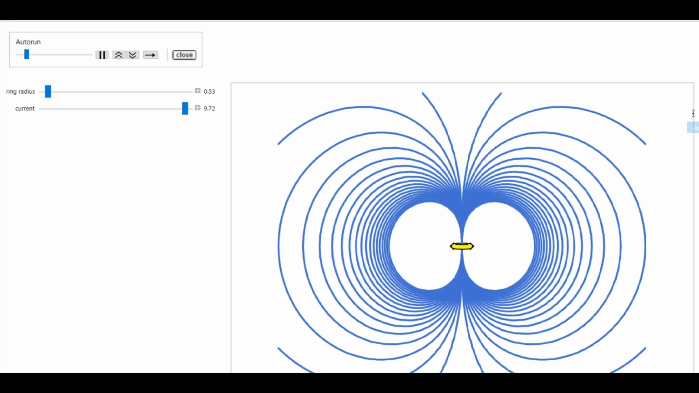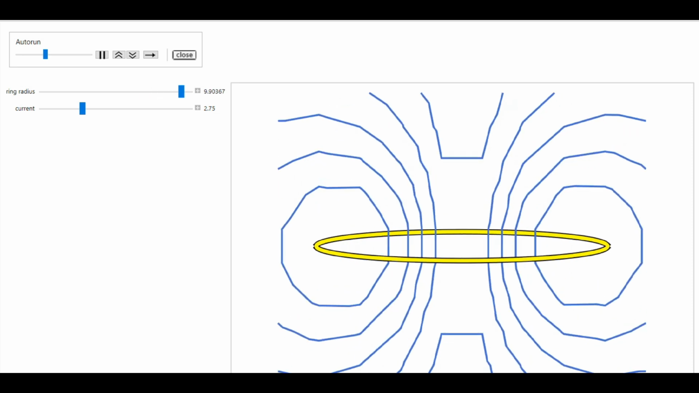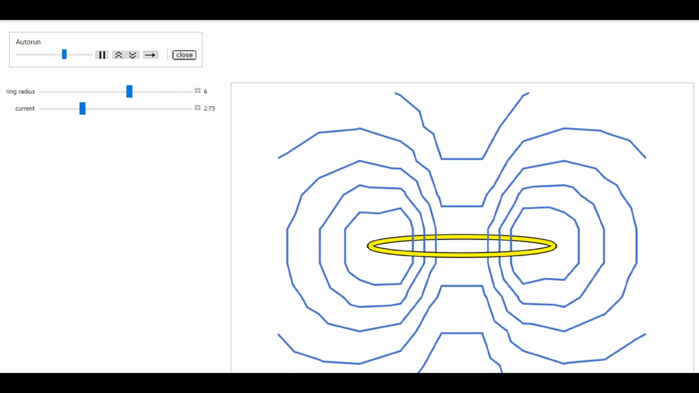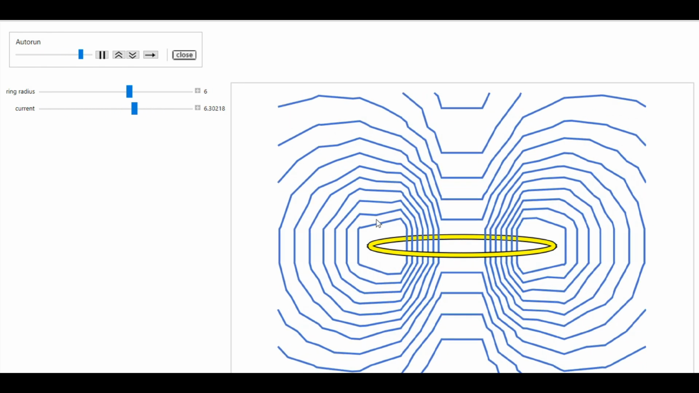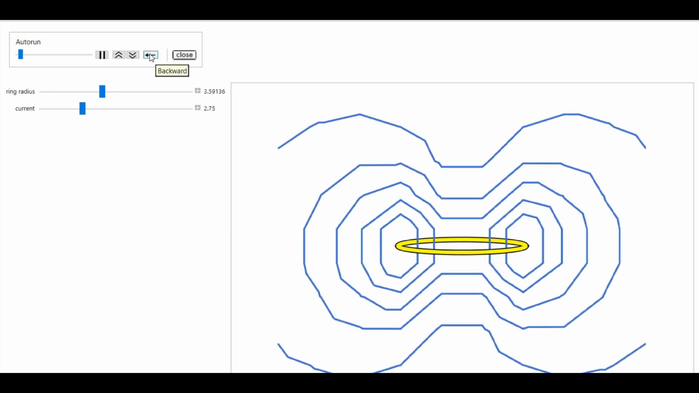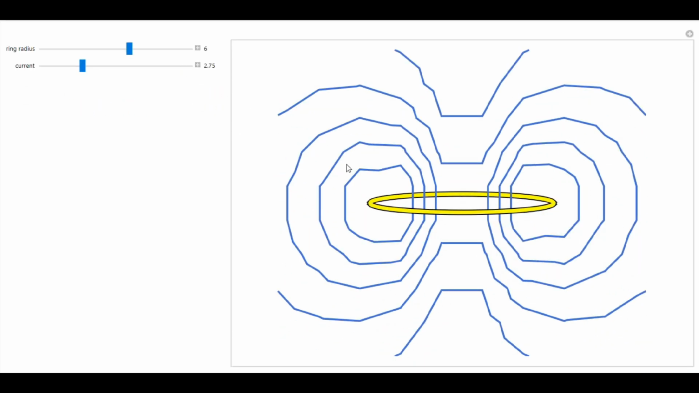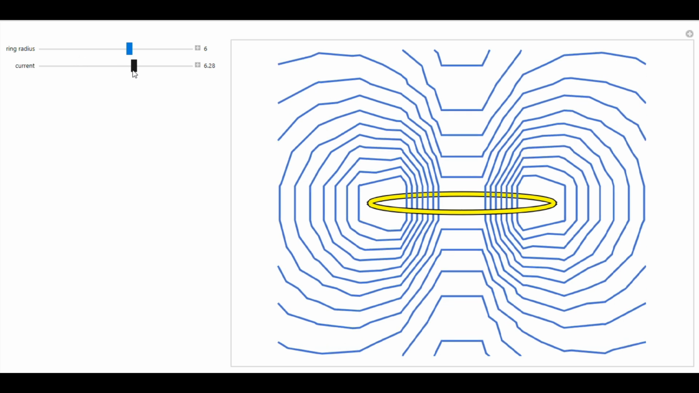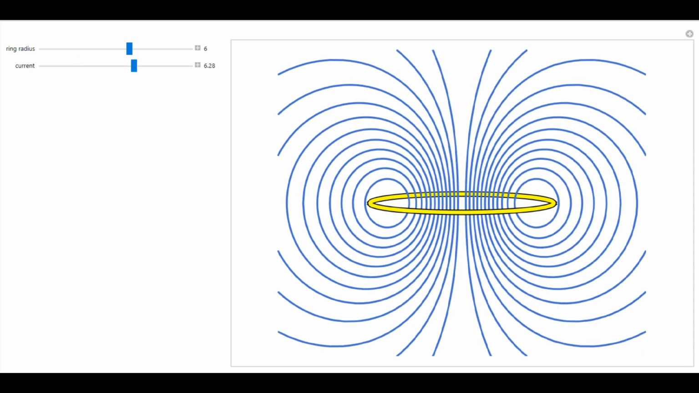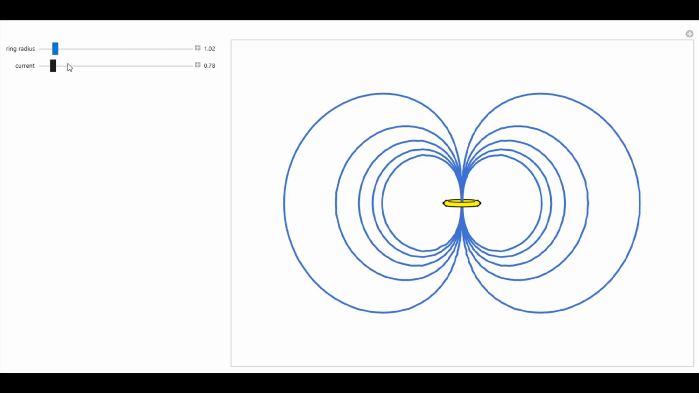Conclusion. The magnetic field produced by a current-carrying conductor is a beautiful example of the interplay between electricity and magnetism. From the simple loop of wire to the complex fields used in modern technology, this phenomenon has transformed our world. As we continue to explore the mysteries of magnetism, we can look forward to new discoveries and innovations that will shape the future.